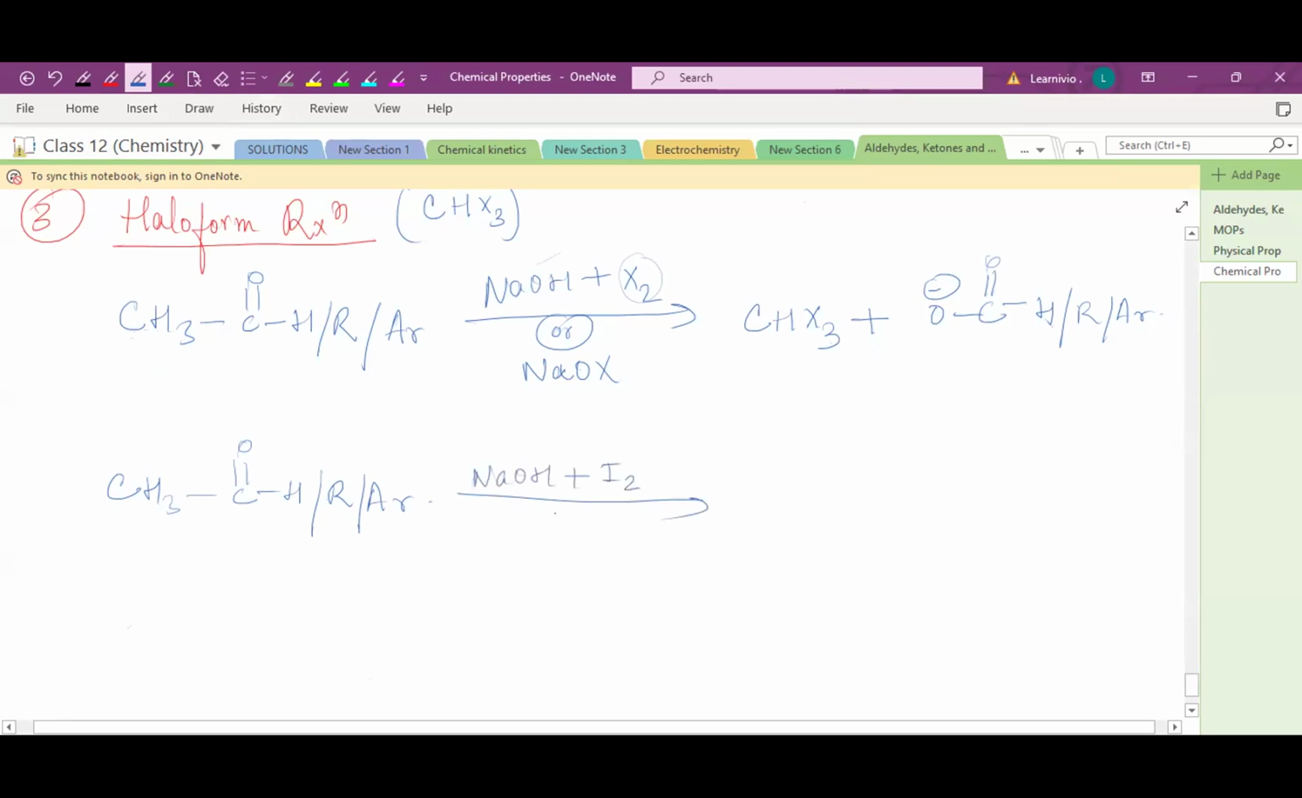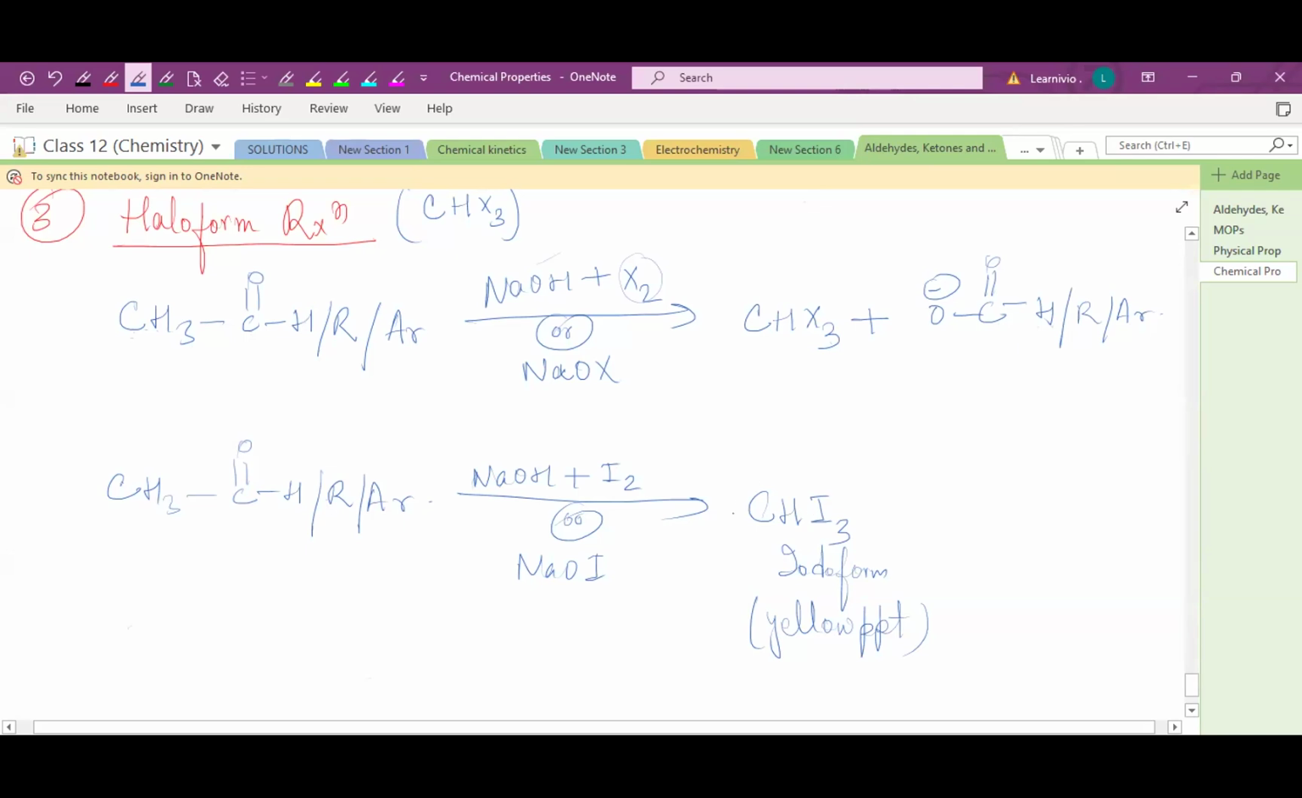If you are using the I2, it will give you NaOI. And in this case, instead of X, you will write CHI3. And what is this? This is your iodoform, which is a yellow color PPT. When you treat the aldehyde group or ketonic group, which is having CH3CO group in it, in the presence of sodium hydroxide plus I2, it will form iodoform. It will form a yellow color PPT, and yellow color PPT is nothing, it's just iodoform.